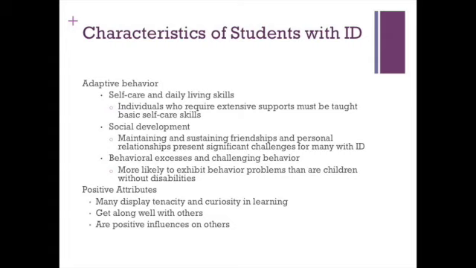So we look at how safe is an individual on their own, what levels of supports they need in order to be successful, and then we look at how that compares to typically developing peers. It also affects social development, so maintaining and sustaining friendships and personal relationships present significant challenges for many students with intellectual disabilities. We also see behavioral excesses and challenging behaviors, so they're more likely to exhibit behavior problems than children without disabilities. We may see them engaging in more repetitive behaviors, or doing things over and over again, than we see with children without disabilities as well.